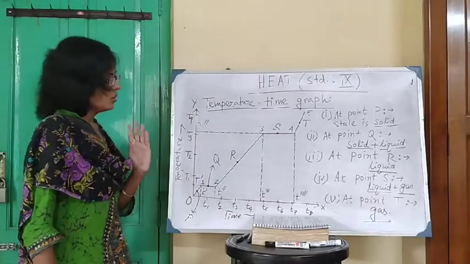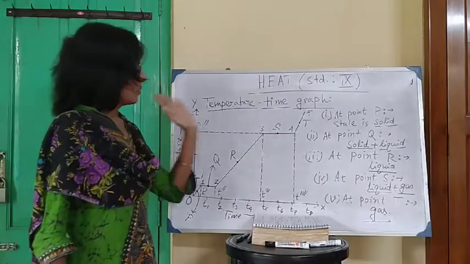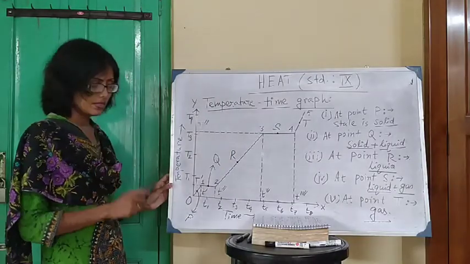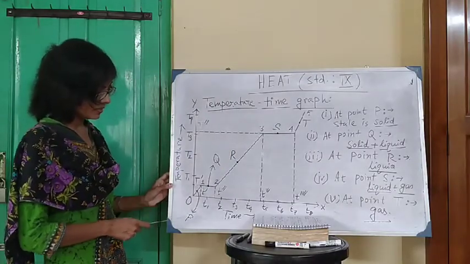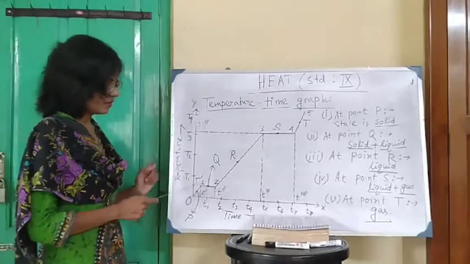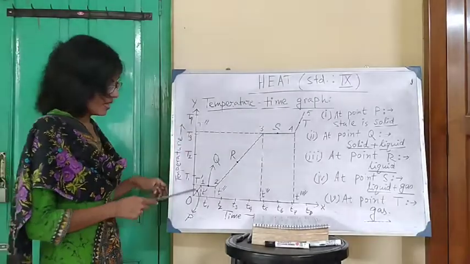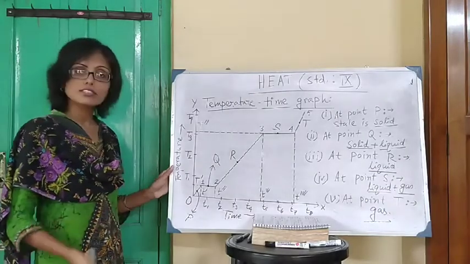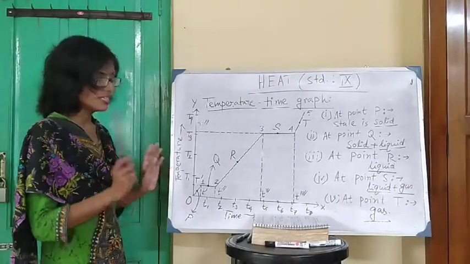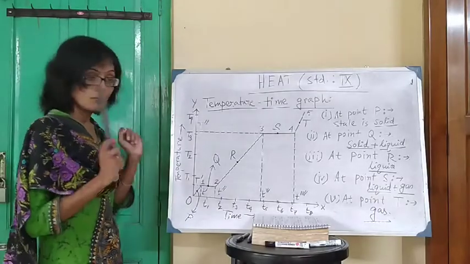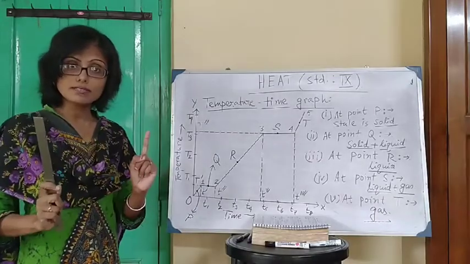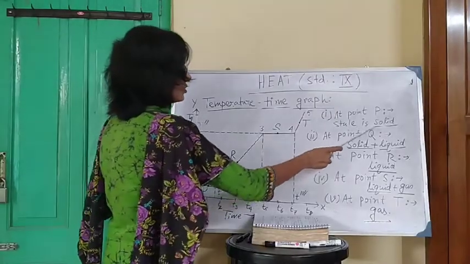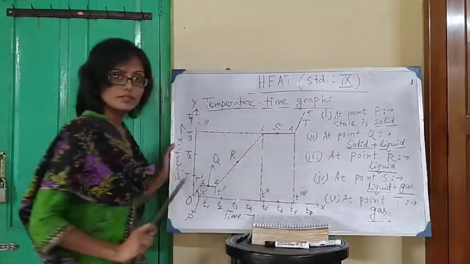Understood? Now, from the graph, consider a point P. There is no space, so I have written P here, but better you write P within the graph. Consider the point P. What is the form of the matter? Definitely it is solid, because it has not reached point 1, and at point 1 fusion starts. So at point P the state of the matter is solid.